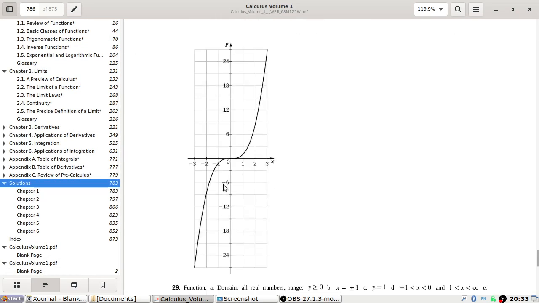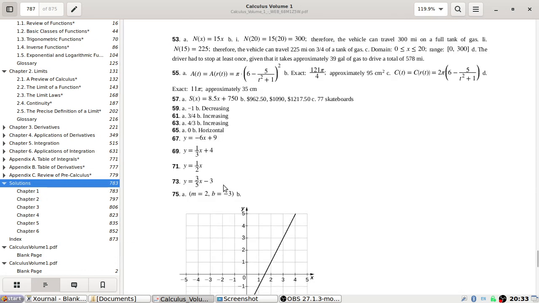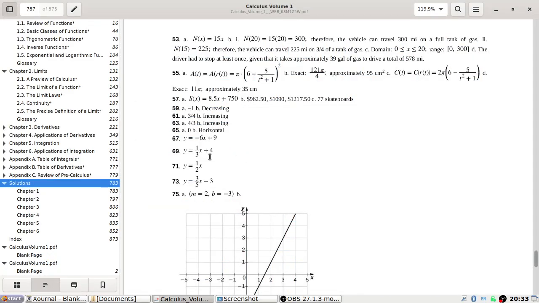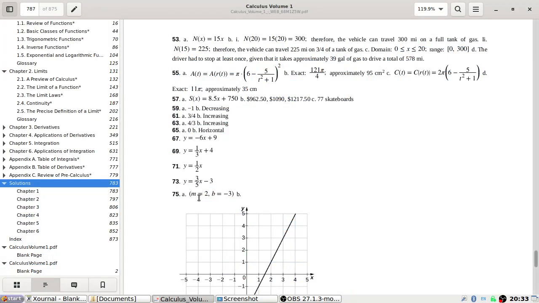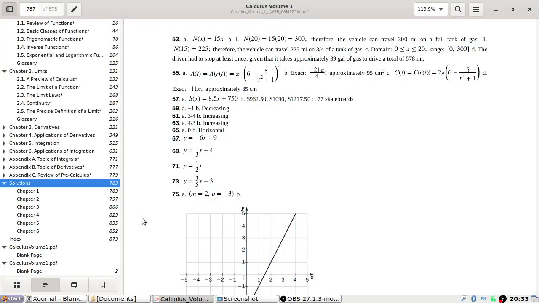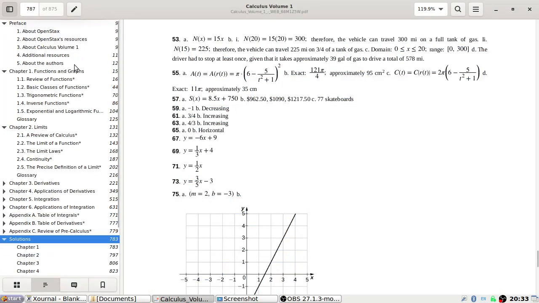In the 70s. 67, minus 6x plus 9. 69, a third x plus 4. 71, a half x. 73, 3/5 x minus 3. So at least the odd ones are correct. So one would hope I did not make a slip in the even ones. And yeah, okay, that's taken care of.